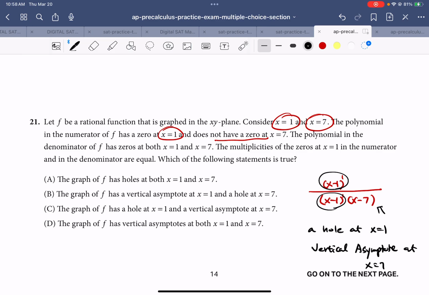Now, if you look at the answer choices, which one? Is it both holes at x equals 1 and 7? No. And vertical asymptote at x equals 1? No, that's not true. That's the location of a hole. So function f has a hole at x equals 1, vertical asymptote at x equals 7. Yes, that's the correct answer. And obviously this is not. Okay, so 21 should be C.